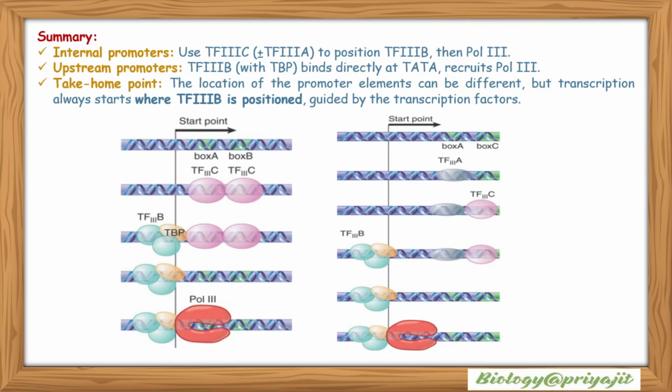So as we conclude, remember that transcription by RNA polymerase III in eukaryotes is a finely tuned process, from recognition of internal and upstream promoters to the precise assembly of transcription factors like TFIIIC, TFIIIB and TFIIIA, and finally to accurate initiation of tRNA, 5S rRNA and snRNA synthesis. Every step is carefully orchestrated.